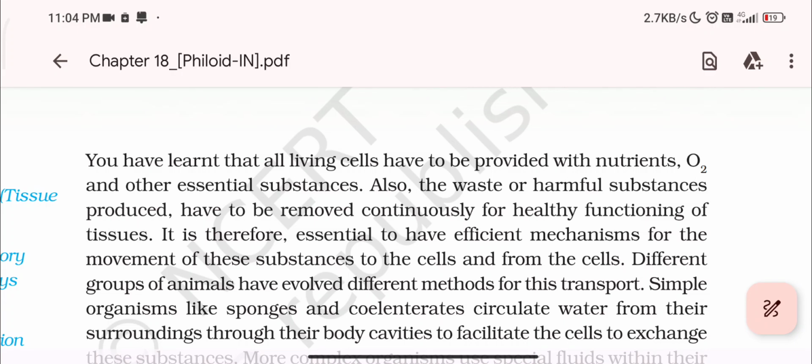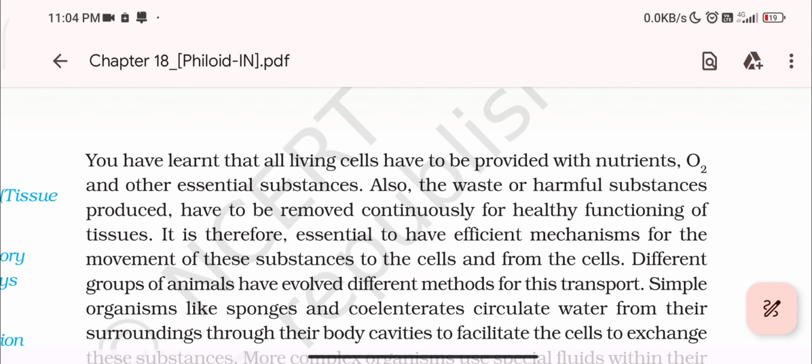You have already learned all living cells have to be provided with nutrients, oxygen, and other essential substances. Also, the waste or harmful substances produced have to be removed continuously for healthy functioning of tissue. It is therefore essential to have an efficient mechanism for the movement of these substances to and from the cells. Different groups of animals have evolved different methods for this transport.